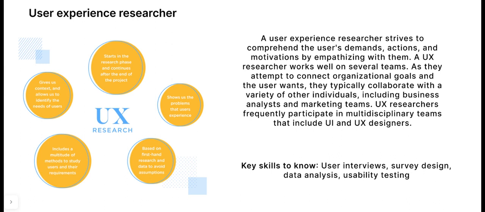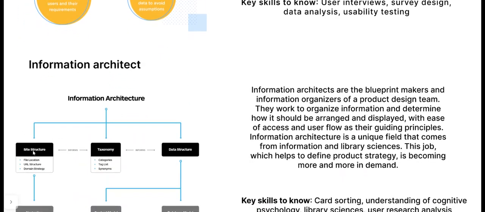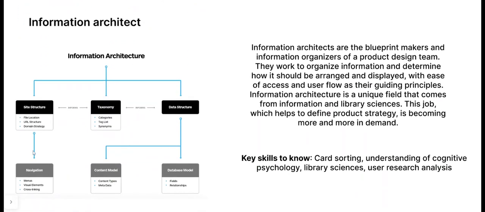Ultimately, the goal of a UX researcher is to create products that are user-friendly, efficient, and effective, resulting in a positive user experience. Information architecture. Information architecture is a process of organizing and structuring information in a way that makes it easy to find and understand. It's like creating a map or blueprint for information so that users can navigate it easily.